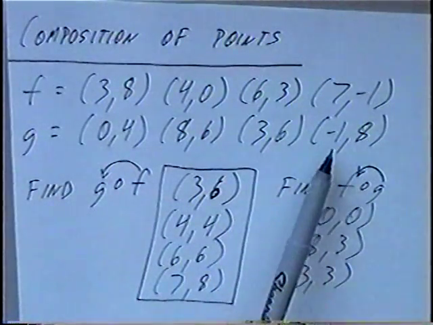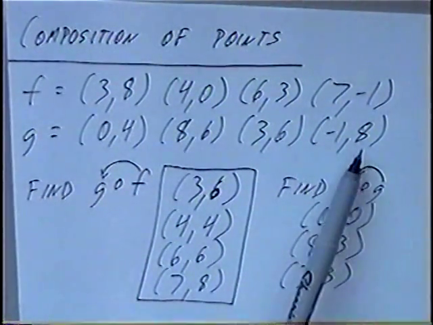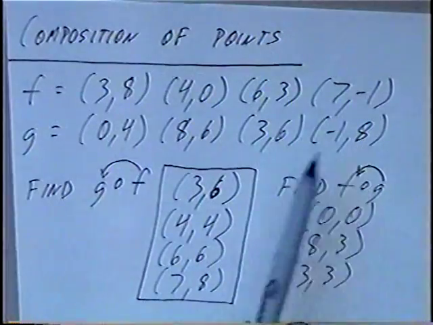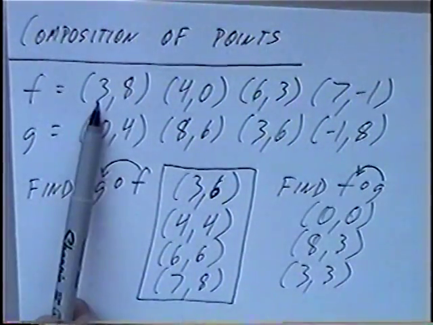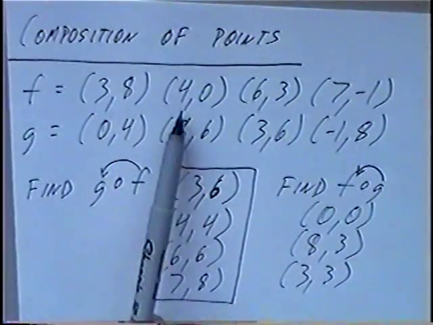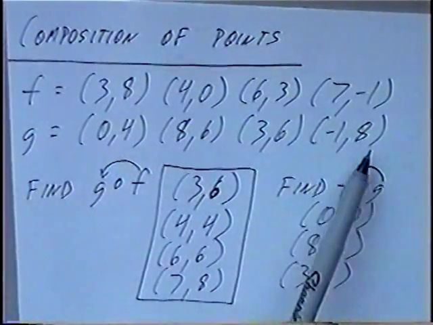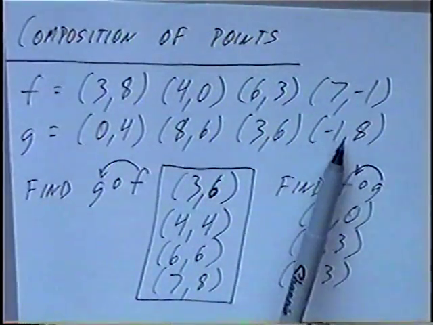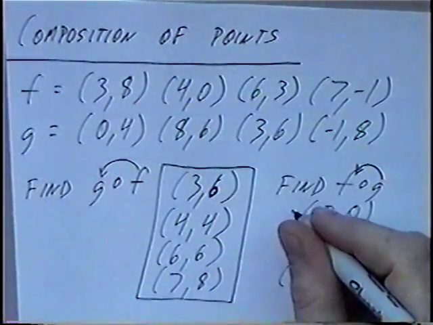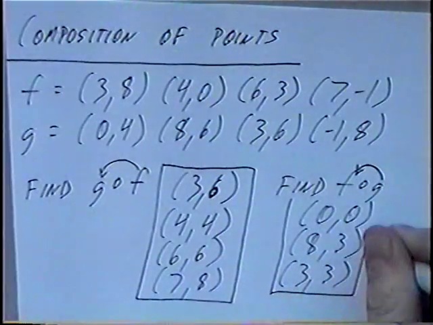And the last point, -1, 8. The y value again, we want to match up with an x value. We have a y value of 8, but the 8 we want to match up with an x value of 8. Since there are no 8's in the f function, this point does not map, or there is no composition for this point, so we'll leave this point off the answer, and our final answer will only be 3 points.